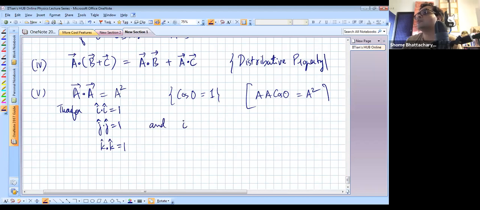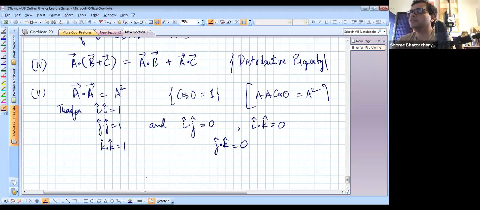However, if you take the dot product of one unit vector with another unit vector, not itself, but i with j, they are at 90 degrees, so it should be 0. Similarly, i dot k should be 0, and similarly j dot k should be 0. So about unit vectors, this is what we remember about the standard unit vectors. Any unit vector's dot product with itself gives you 1, whereas any unit vector's dot product with another perpendicular unit vector gives you 0, because cos 90 is 0.